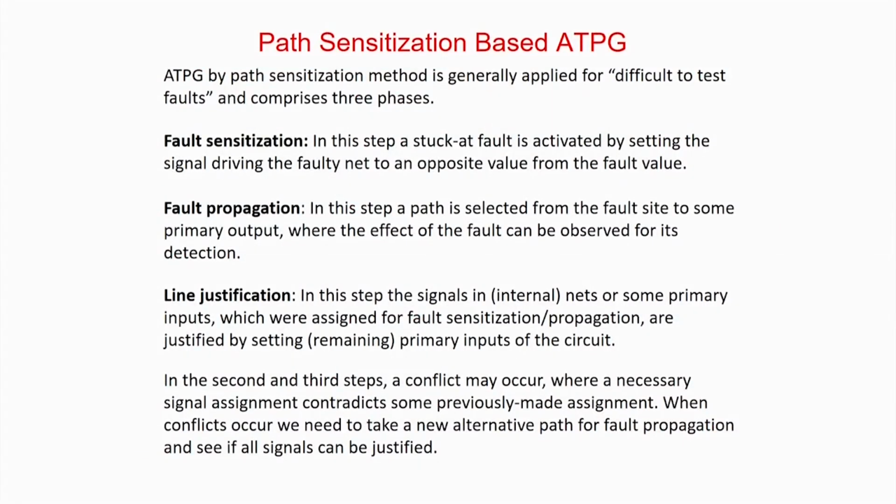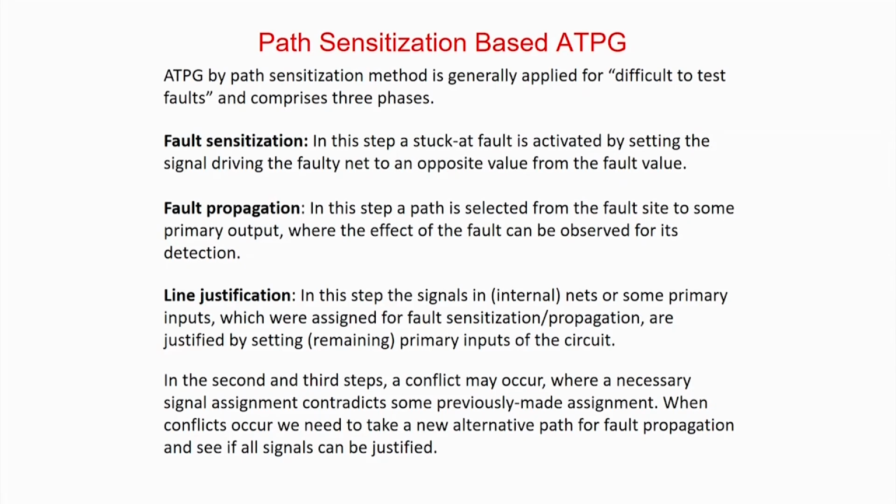You take all the faults, apply some random patterns, maybe hundreds of them, and then see which faults get detected. Whichever faults remain, we do not go for random testing, because it will take longer time. We mark them as difficult to test faults, and then we go for path sensitized based ATPG. That is called deterministic ATPG. That means we will take a particular fault, sensitize it, propagate the value to the output, and do a line justification. I will tell you with an example.